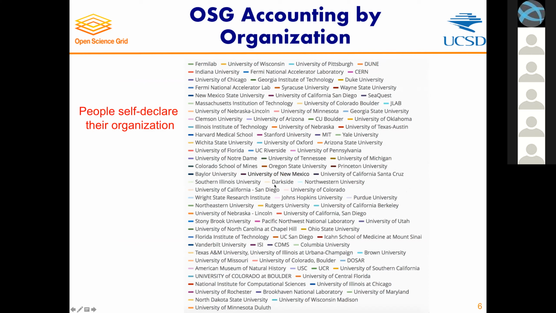So some people think of themselves not as belonging to an organization that is brick and mortar, but to an organization that is a multi-institutional entity. DOSA is a similar kind of thing, and there's a bunch of others across. But most of these are brick and mortar institutions. There is the American Museum of Natural History down here, as I had promised.